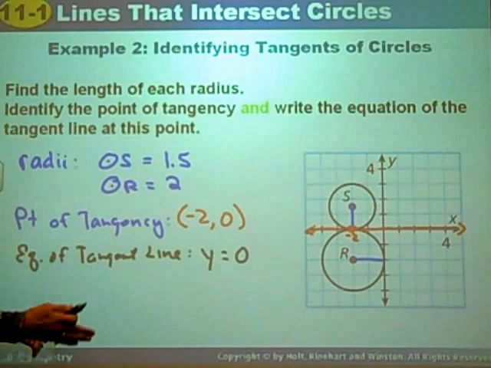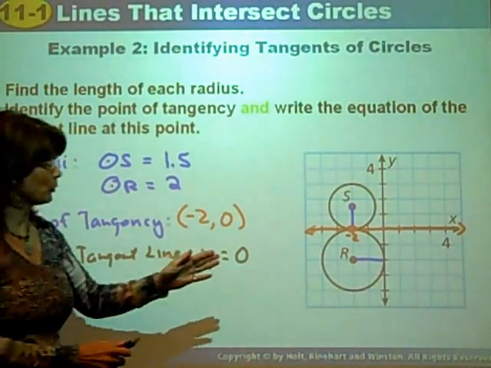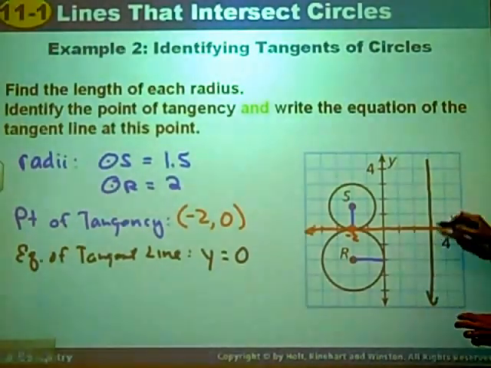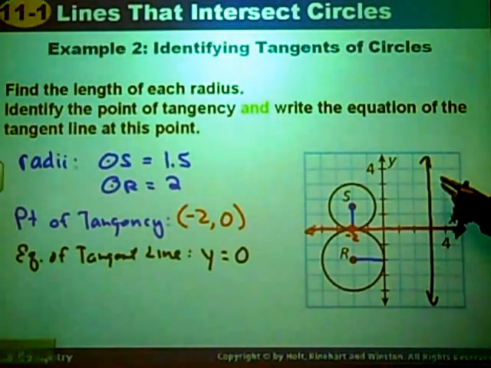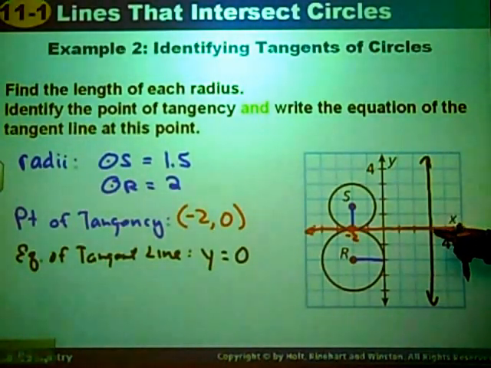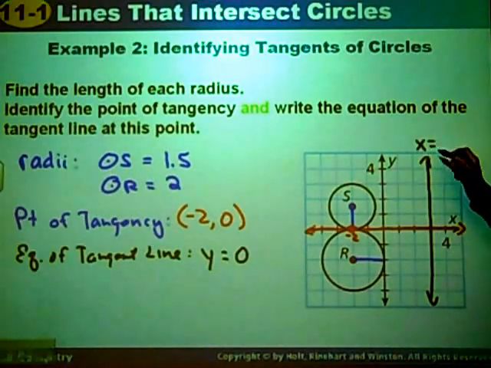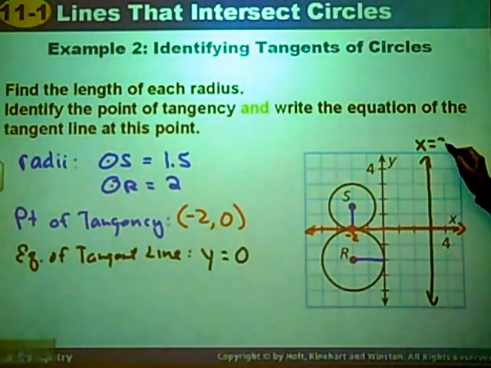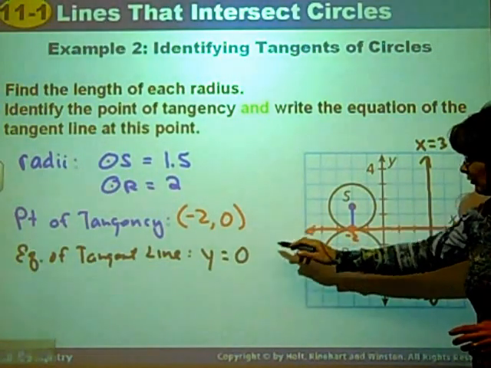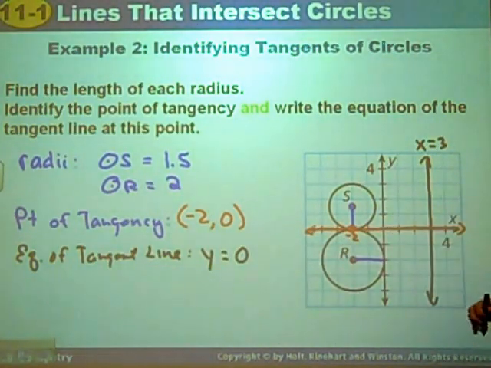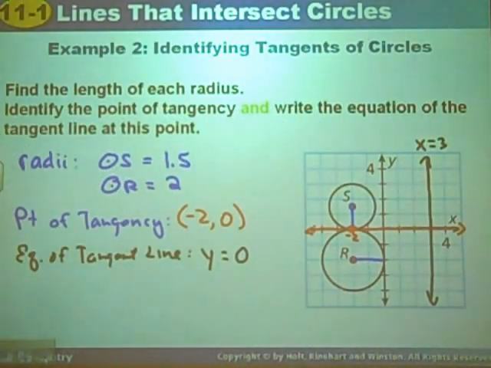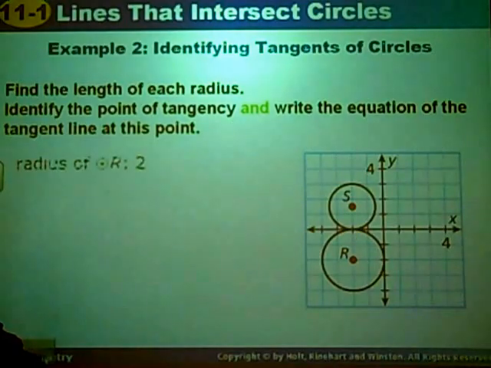If it was a vertical line, if your tangent line went like this, well then these points all have the same x-coordinate. So the equation of a vertical line would be x equals, and whatever this x-coordinate was. In this case, it would be 3. So the equation of this tangent line is y equals 0. And that's not a tangent line, but it's a good reminder to you of vertical tangents. Okay?